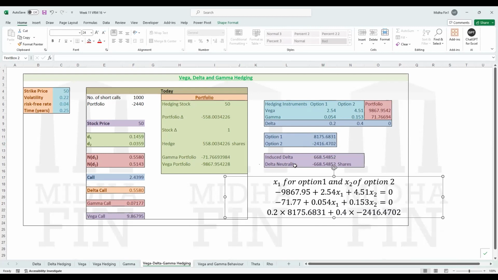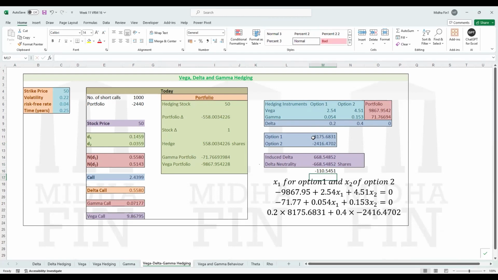For delta neutrality, you need to short these many shares. Now, if you want to find out the exact number of shares that you have in your portfolio to make the overall portfolio delta neutral, you see, you already had 558 shares long. Now you are 668 shares short. So your net stock position is simply equal to this plus this. That is short on 110 shares, net stock position. This is your final position.